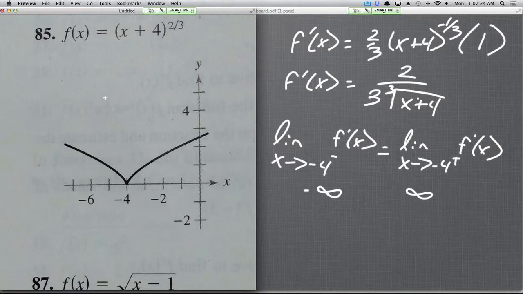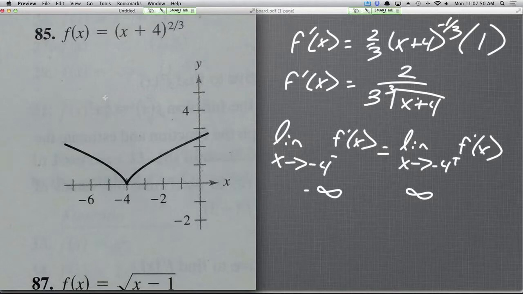So what's going on with my limits? They're not the same. Therefore, it is not differentiable. And what is my reason for it not being differentiable? The limits don't equal. The limit of the derivative at x equals -4 does not exist. That would be my answer there.